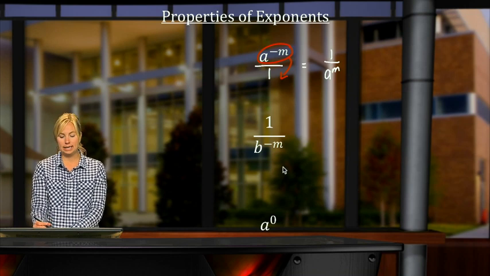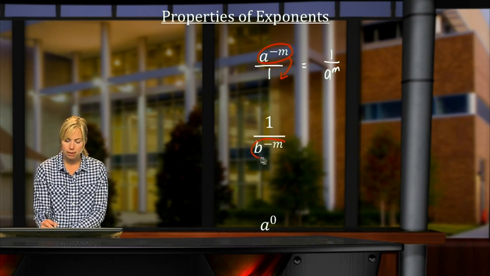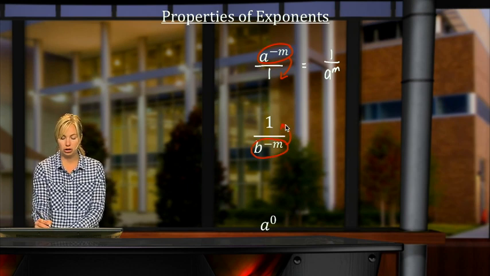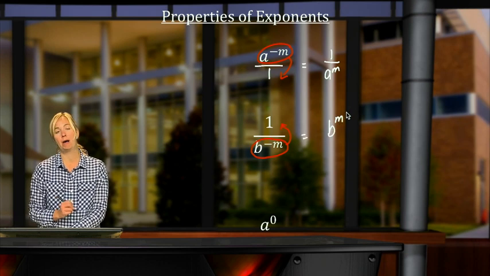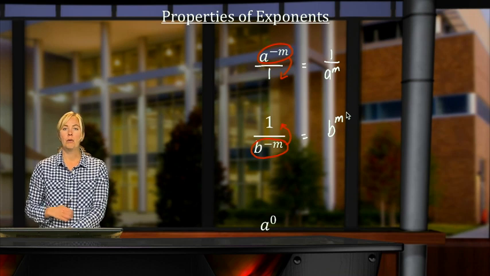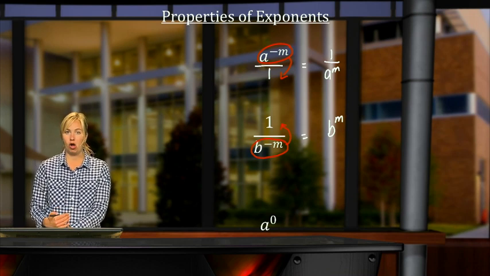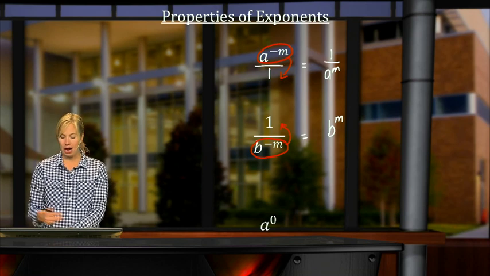Now in the second example, our negative exponent exists in the denominator. So to make the exponent positive, we take the term with the negative exponent and we move it to the numerator. So we have b to a power of positive m. I want to emphasize that in these two examples, we are not flipping the fraction at all. All we are doing is moving the term with the negative exponent to the other side of the fraction.